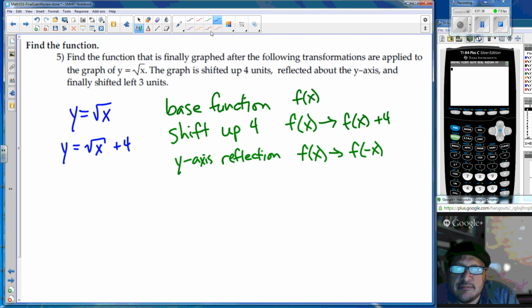So here that means y equals, everywhere we've seen x, we replace it with negative x, close it off, plus 4.